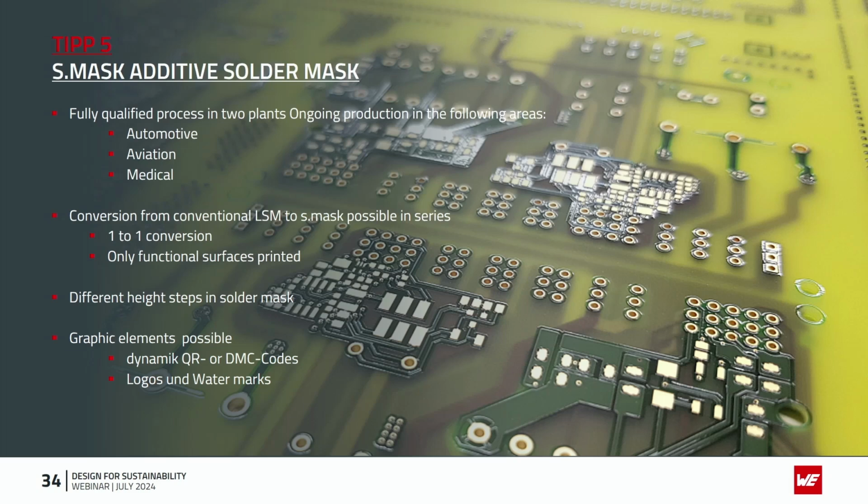So more or less 80% of a board is still green, or we change one step more to only functional surface printing, as shown in this example. All the data conversion can be done in our process. You can create different height steps in the solder mask, and you can also add graphical elements like a dynamic QR or DMC code to add an identification number to the board, or use it to print logos or watermarks for counterfeit protection, for example. So it's a very big step in the area of sustainability, because you really need fewer resources to make the same functionality of a board.